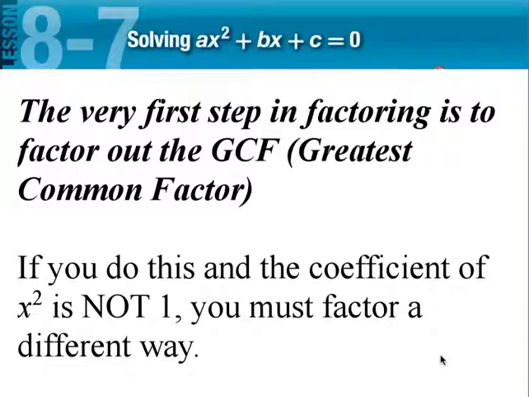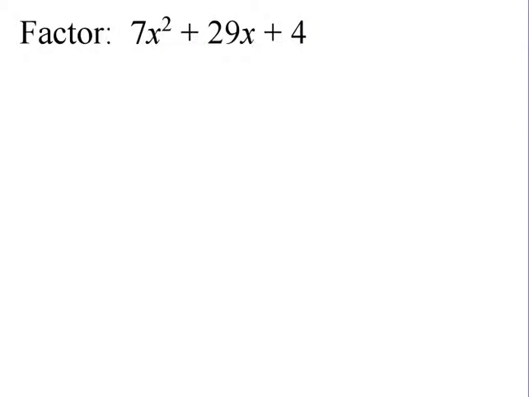And if we still factor out the GCF and our coefficient of x squared is still not 1, say for example it's 2, 3, 4, 5, whatever, we must factor it a different way, and we're going to look at that. So real quick, we've got to factor this 7x squared plus 29x plus 4. Our first step is to look at all the numbers, 7, 29, and 4. Is there a common number with all of those?